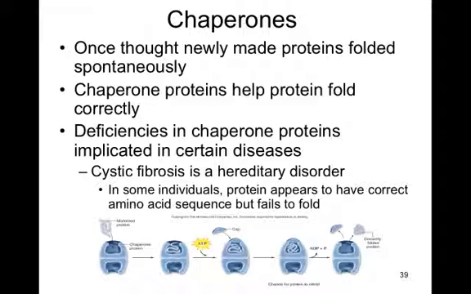For example, cystic fibrosis is a hereditary disorder. In some individuals, the protein appears to have the correct amino acid sequence, but it fails to fold properly. This is an example of a chaperone protein. Basically, the misfolded protein or the unfolded protein will go into this capsule. The capsule does something to it in order to help the protein refold into its original shape. And it's released as a correctly folded protein. It's not fully understood exactly how these chaperone proteins work.